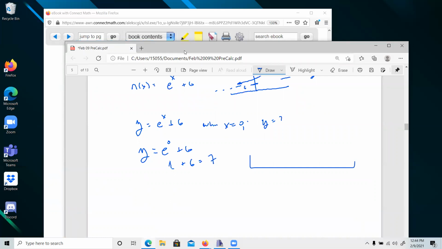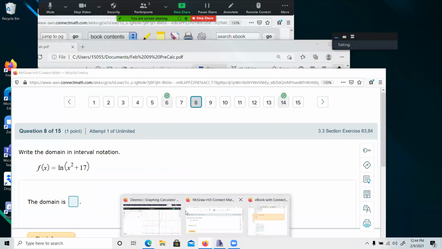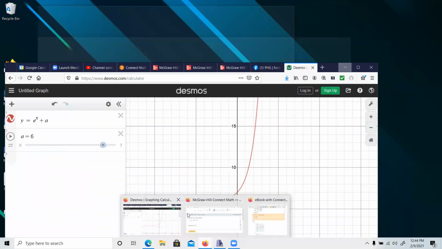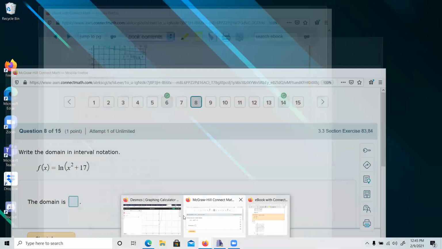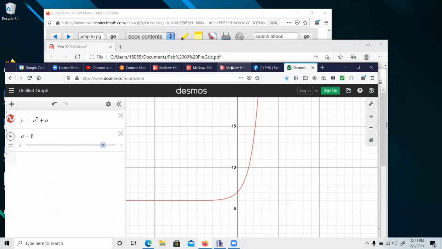What are we doing? Where's my homework? Nope, I don't want that. I don't want the book either. I want this. This is what I want.